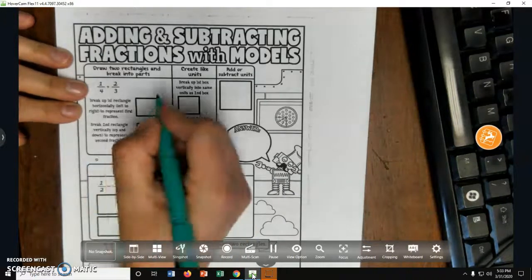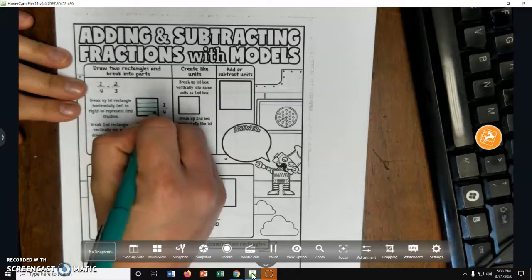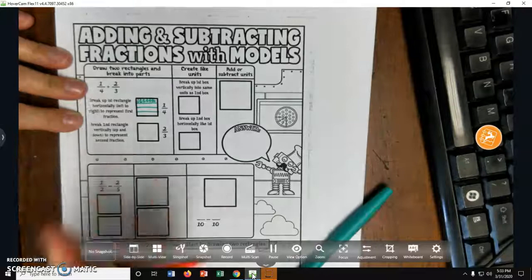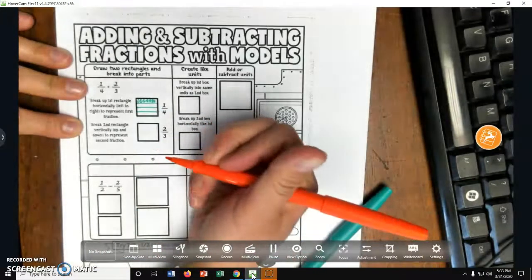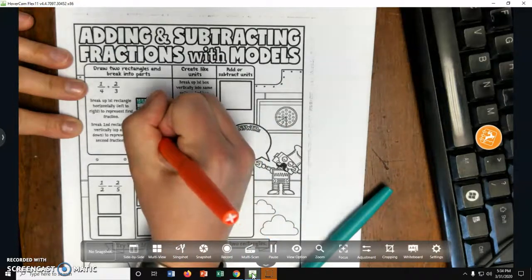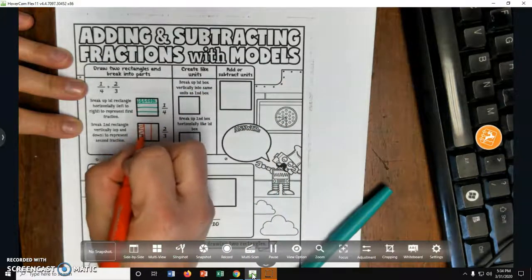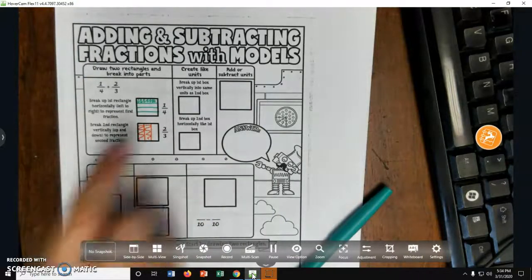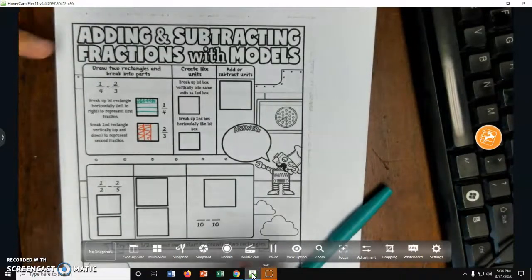All right, well, 1/4. Going to look like that. Then break the second rectangle vertically up and down to represent the second fraction. So 2/3. Split it into 3 parts. Shade in 2 of those parts. Then it says break up the first box vertically into the same units as the second box.